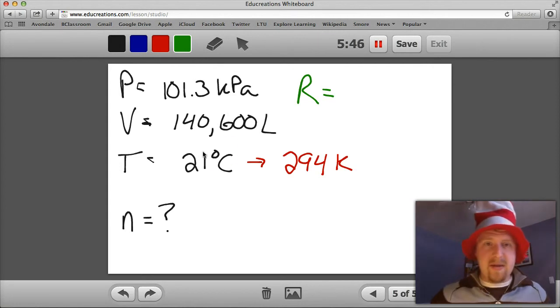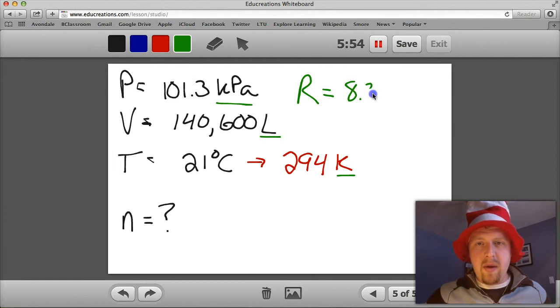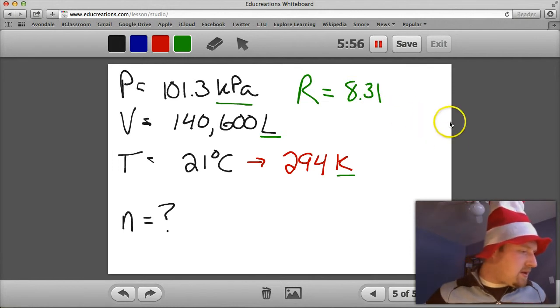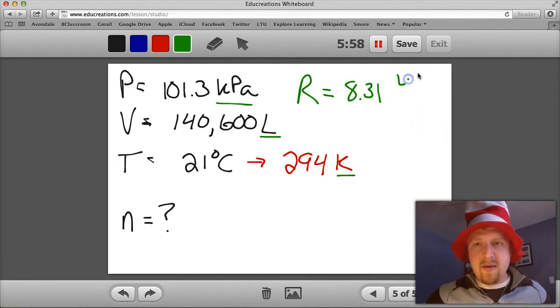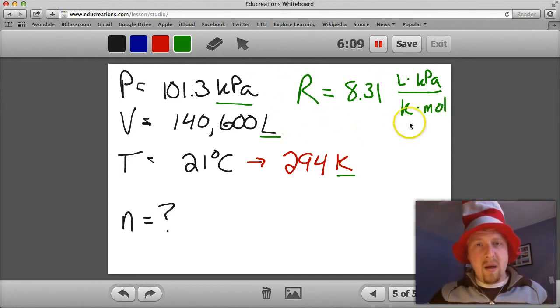And for our purposes, if we're dealing with kilopascals, liters, and Kelvin, the constant is 8.31. Okay, 8.31. The units of which are liters kilopascals over Kelvin and moles. Okay, it's a constant. It kind of adjusts the equation to work.